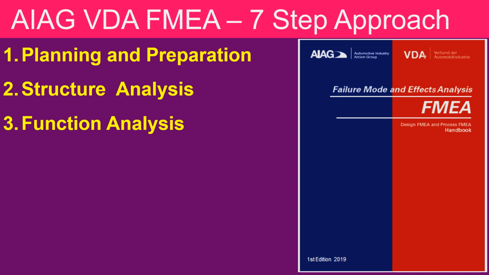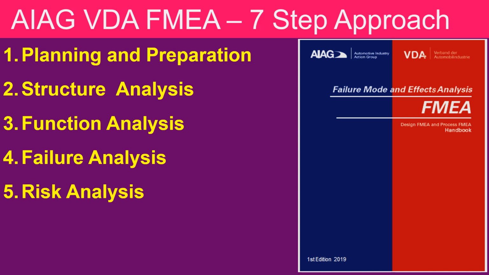The third step is function analysis. The purpose of this step is to visualize the function of the process and to ensure that the intended functions are correctly allocated. The fourth step is failure analysis. The purpose of this step is to identify the failure cause, failure mode, and failure effect, and show their relationship to enable risk assessment.